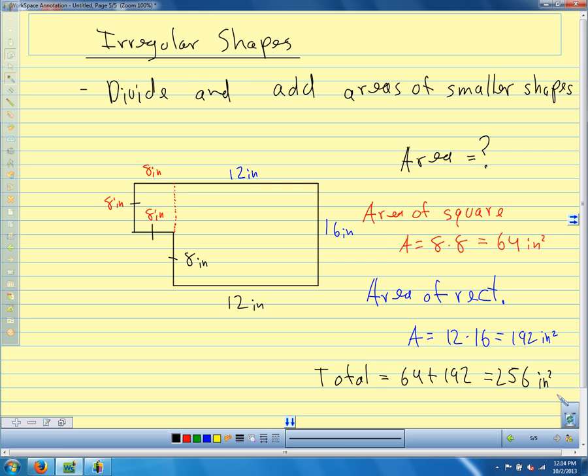If the problem had asked us to find our perimeter, how would I find my perimeter? Just add them up, add up all the sides. I have 16 here, I have 12 here, I have 8 here, 8 here, 8 here, 8 here, and 12 there. So I could add all of those up and find the perimeter. So that's how we deal with irregular shapes. Divide it up into smaller shapes that we know how to deal with.